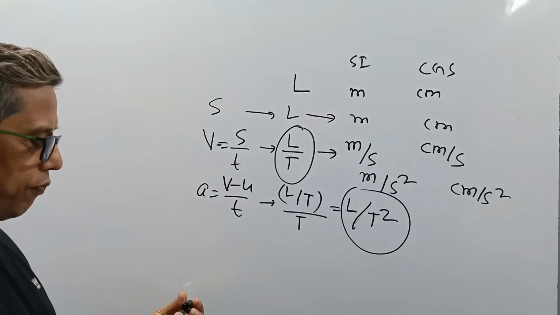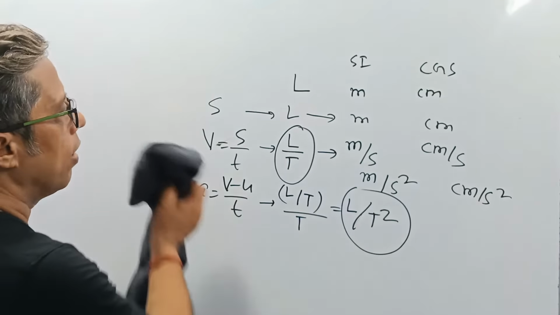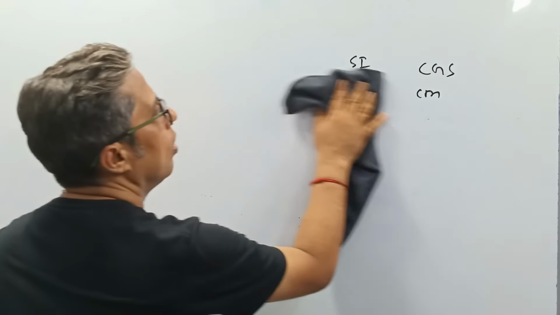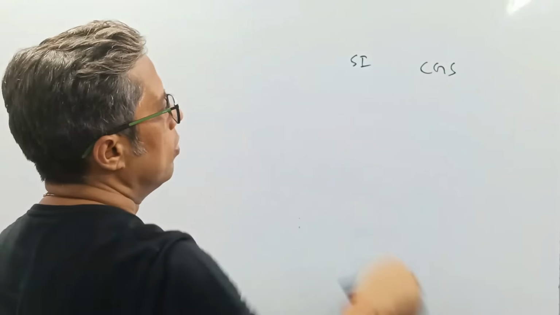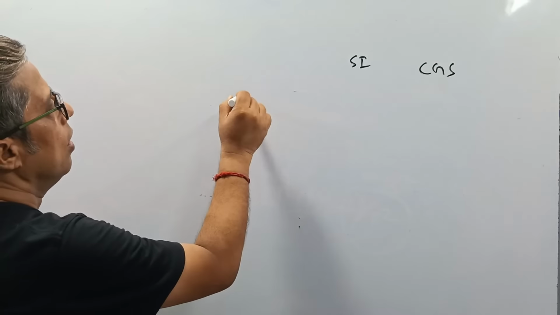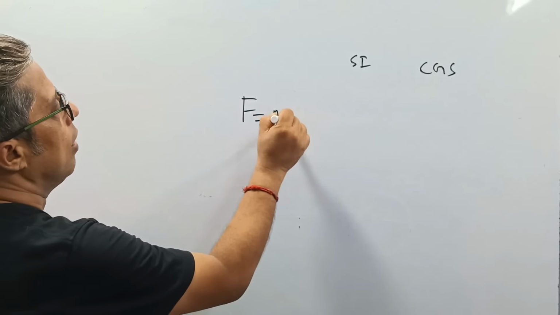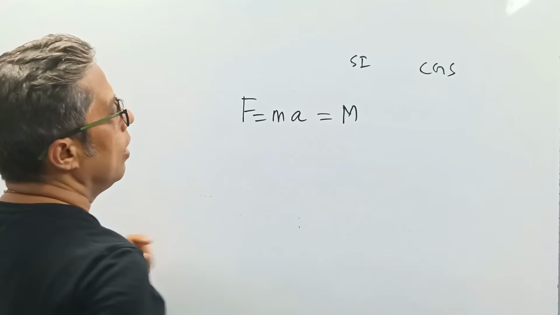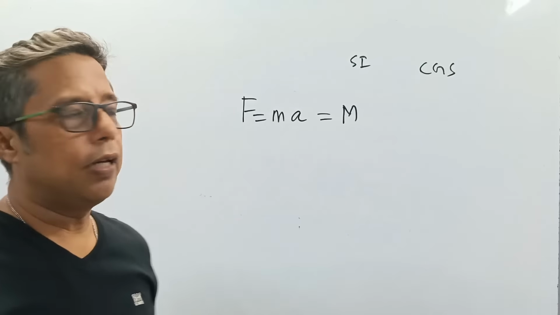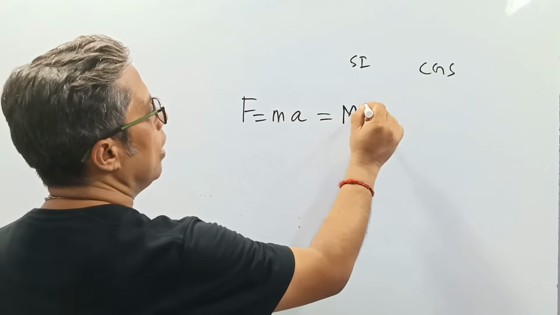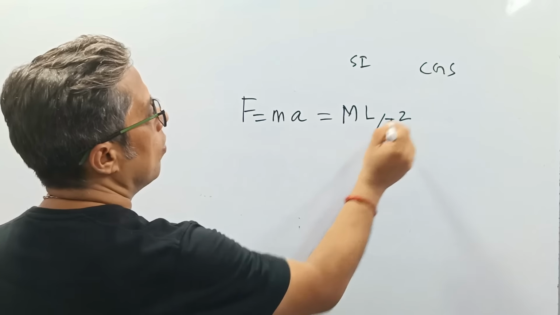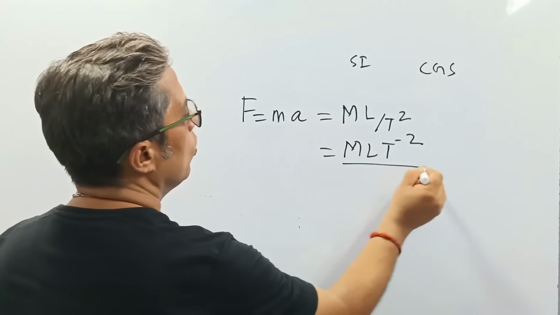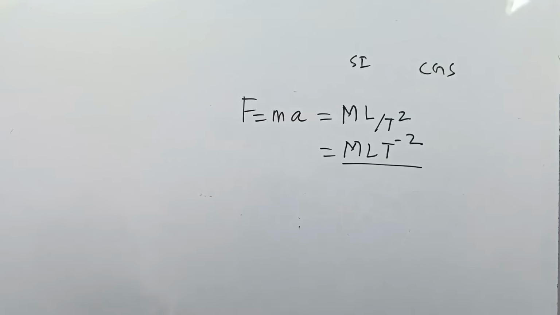Now let's go to force. What is the formula of force? First you have to practice the formula. Force is equal to mass into acceleration. So F is equal to mass into acceleration. Now what is the dimensional unit of mass? That is capital M. Any mass can be presented by capital M. Now acceleration, we know, is L by T square. So I can write it as M L T to the power minus 2. So this is the dimensional unit of force.